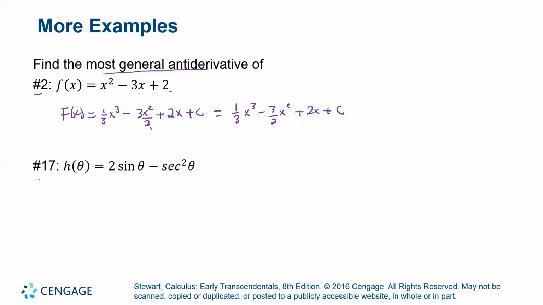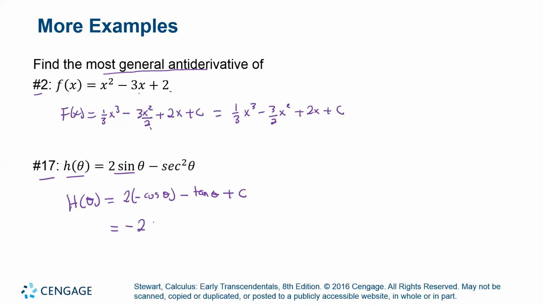Okay, let's go to number 17. My capital H of theta is the antiderivative of the function given. Remember, if you differentiate a function and you get sine, that function is negative cosine. So the antiderivative of the first term is 2 times minus cosine theta. If I differentiate tangent, I get secant squared. So the antiderivative of secant squared is tangent of theta, plus a constant.